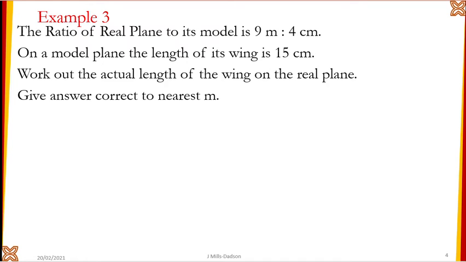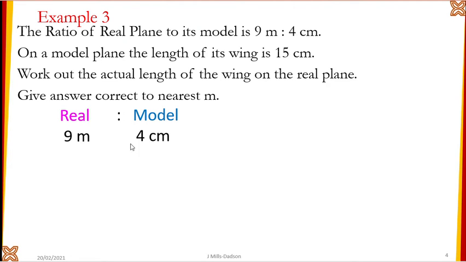Right. Now this question, though we've been given instruction to leave our answer in meters, it's best to work everything in centimeters and convert it back into meters, because we don't want to run into decimals when dealing with ratio. Avoid decimals. So we start with our setup of ratio, the real plane and the model plane. The model is like a toy. Model plane is just like a toy plane. So the real plane, 9 meters, the toy is 4 cm.